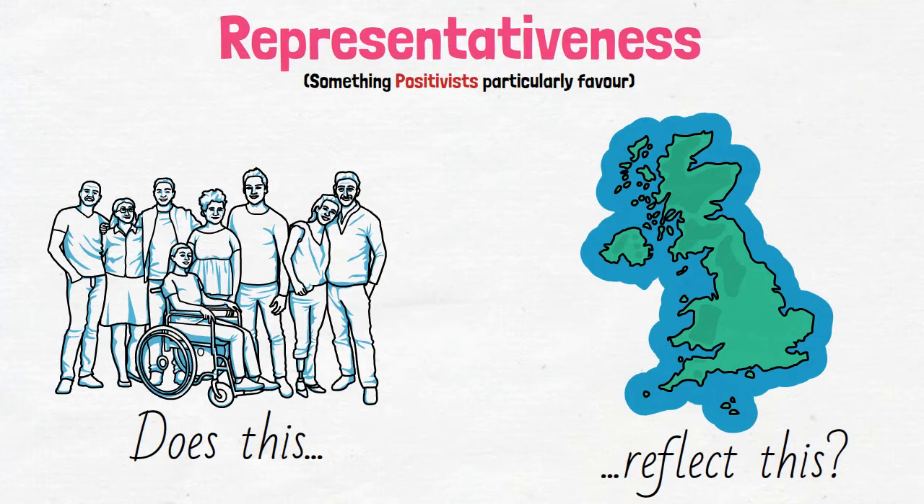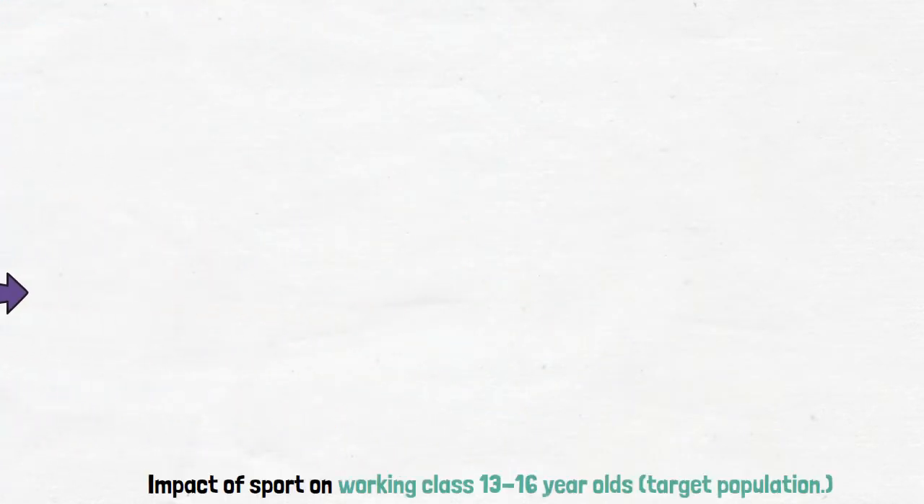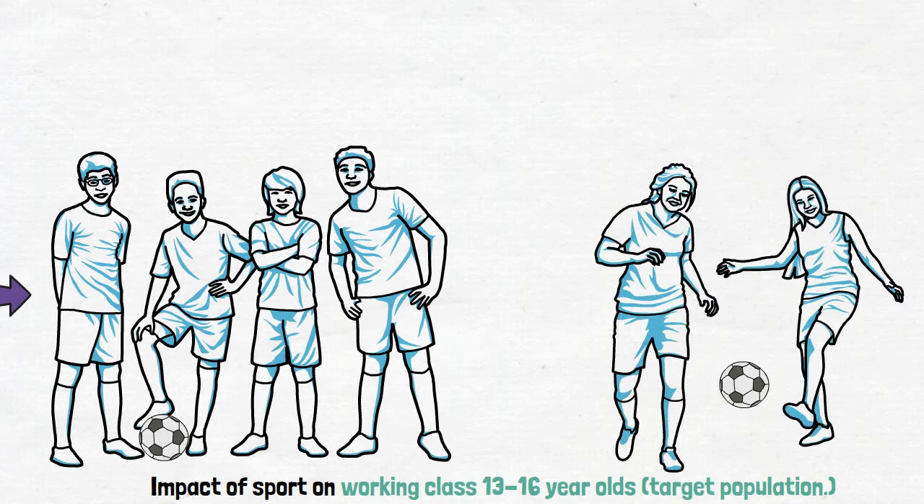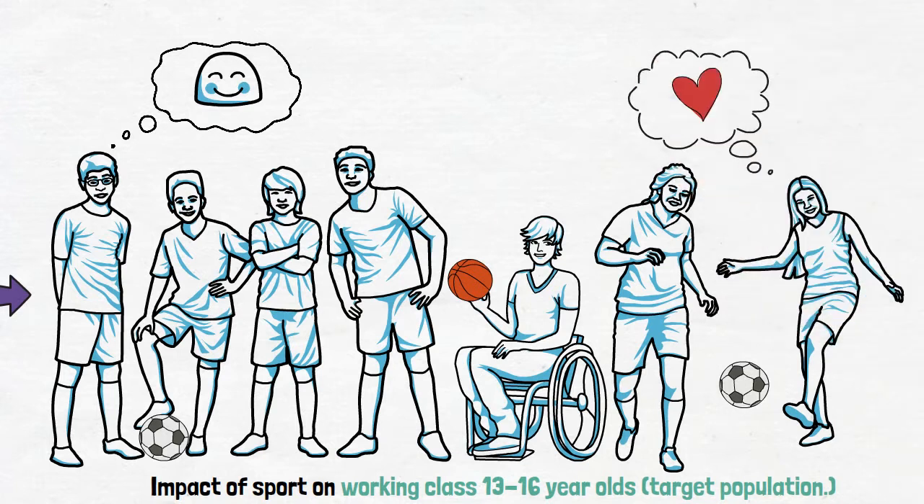For example, let's pretend that we're conducting research in a secondary school in the south of England. And let's say that we want to find out about the impact of sport on the well-being of 13 to 16-year-olds from working class backgrounds, so how happy it makes them feel, to what extent it alleviates stress, and so on. So our sampling frame would be all of the students that fit the description within this school.